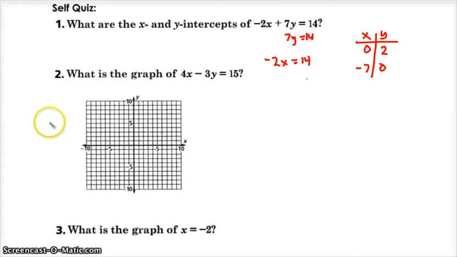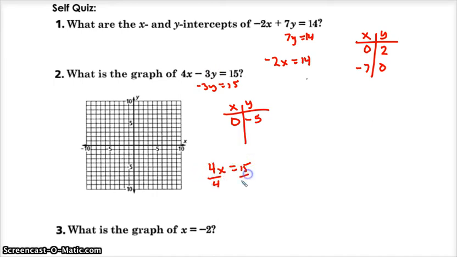Alright, in question number 2, you had to do some graphing. So again, we're going to find those x and y intercepts. If I plug in 0 for x, I get negative 3y equals 15, so y equals negative 5. And if I plug in 0 for y, I get 4x equals 15. If I divide both sides by 4, x equals 15 over 4, which is about, let's say, 3 3/4.